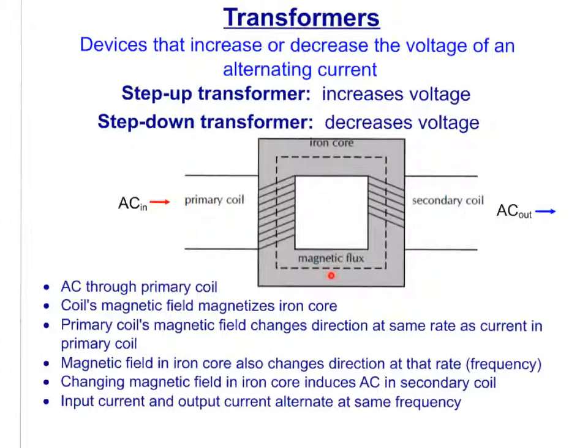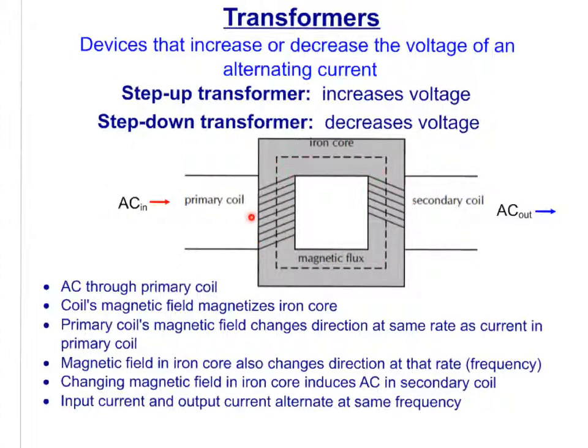This example would probably be an example of a step-down transformer. It decreases the voltage. So we're starting with a higher voltage, and then going out, there is a lower voltage leaving the transformer. So how does this work? Basically, we have the alternating current coming in through a primary coil. A transformer has two coils, primary and secondary. Here's the primary coil and the secondary coil.